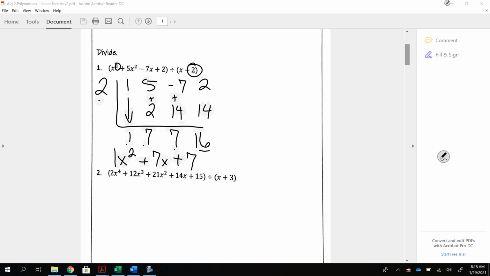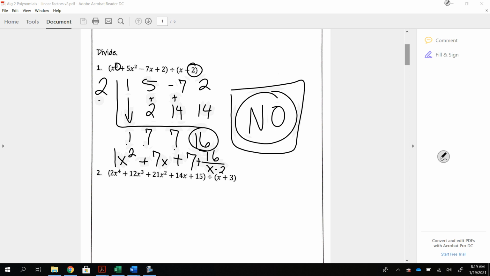What is this 16? It is the remainder. So the remainder is 16 over x minus 2. So since there's a remainder, is this a linear factor? Well, again, back to the steps. If there is a remainder, then the binomial is not a linear factor. So we write no and box it or circle it, whatever you need to do. That's it. We're done.